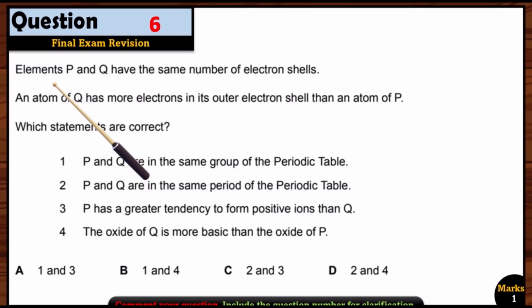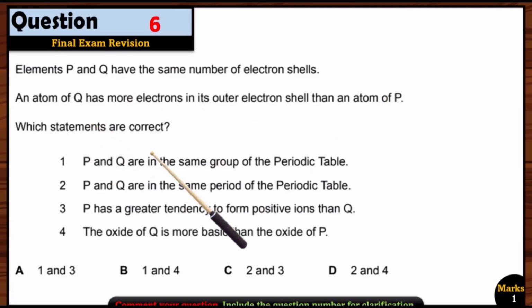Okay, let's see question 6. Elements P and Q have the same number of electron shells. An atom of Q has more electrons in its outer electron shell than an atom of P. So what does it mean? If they have the same number of shells, it means they belong to the same period, P and Q, okay? Now let's see the second piece of information. Q has more electrons. It means Q is on the right side, whereas P is on the left side. So P is more metallic and Q is more non-metallic, right?